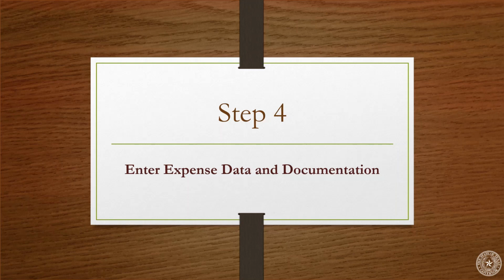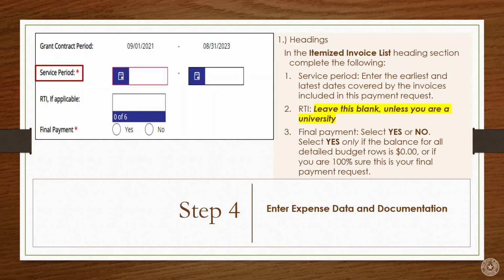Step 4, enter expenses, data, and documentation. In the itemized invoice list heading section, complete the following: the service period, the final payment, and RTI if you are in university only. For the service period, enter the earliest and latest dates covered by the invoice included in the payment request. For your final payment, select yes or no. Select yes if the balance for all detailed budget rows is $0, or if you are 100% sure this is the final payment request.